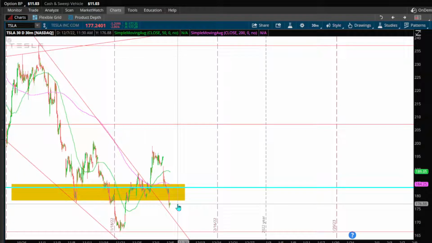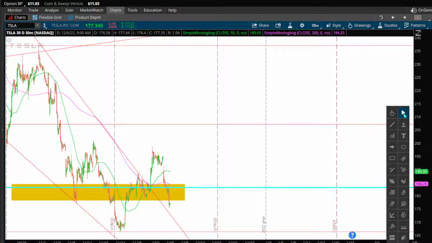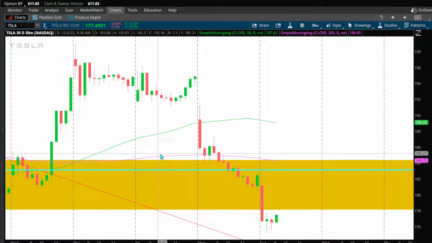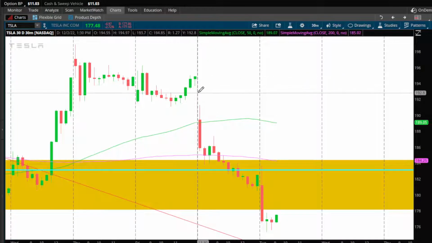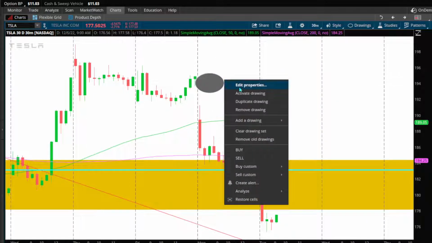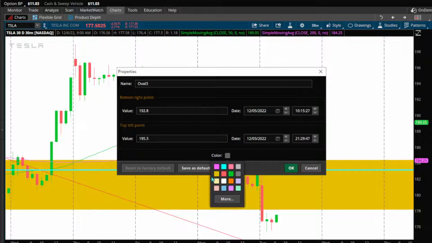Now, let's just talk about a few things. Let's talk about this upwards gap that we recently made. So I'm going to zoom in a little bit right there. So this literally happened like, I believe it was yesterday. So let's just go ahead. Let's draw it out right here. All right. Let's make it tan.